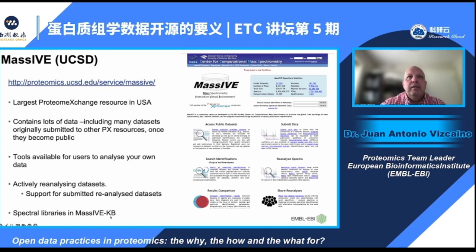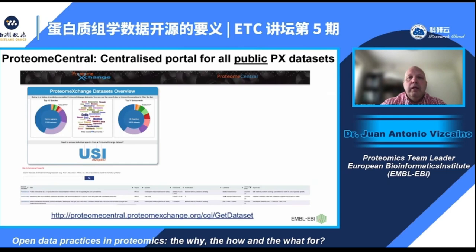So if you don't want to go to every single ProteomeXchange resource individually, there is a website called ProteomeCentral, which provides centralized access. It's a centralized portal for all public ProteomeXchange data sets. This portal is managed from Seattle. This is the URL. Basically, you can go there to look for data sets in all ProteomeXchange resources. So you could look there for data sets in PRIDE, in jPOST, in iProX, or in MassIVE. They need to be public, of course, because the communication between the individual resources and ProteomeCentral doesn't happen until the corresponding data set has been made publicly available.